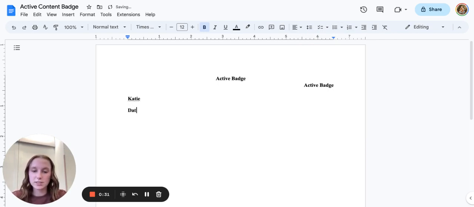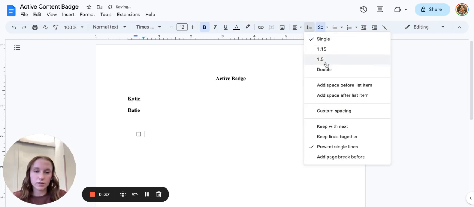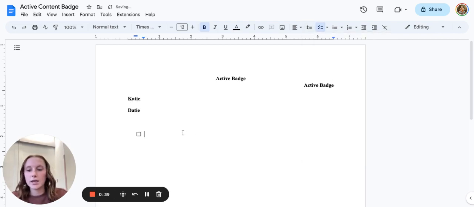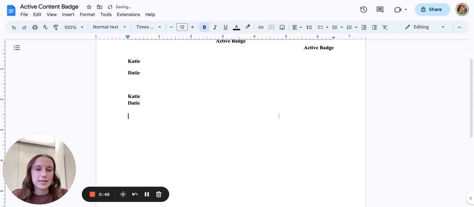So if you notice, when my font size is single or even 1.1, it is a lot smaller and the words are a lot closer together in between the lines.